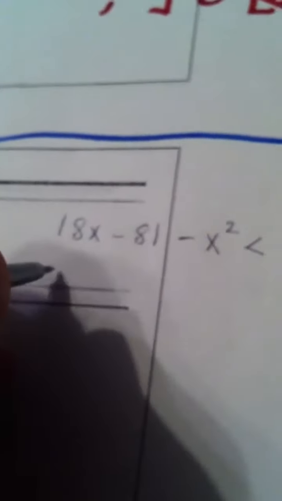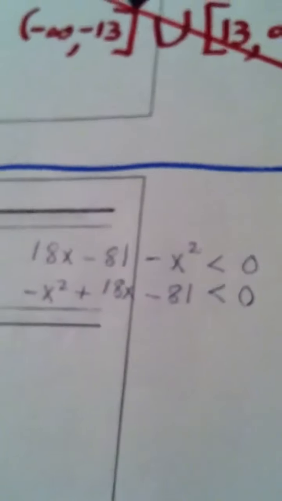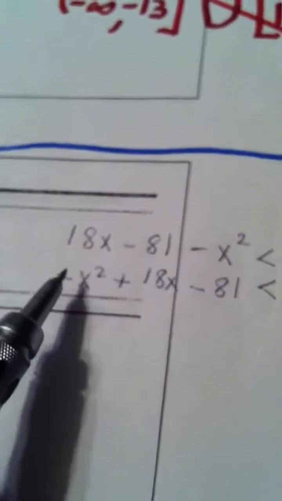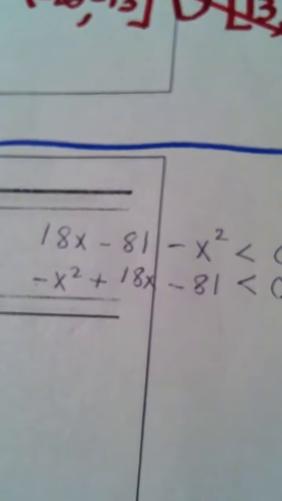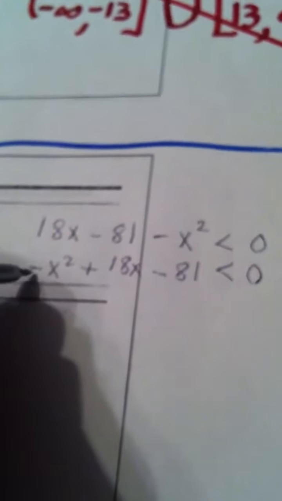I'm going to write this as the opposite of x squared plus 18x minus 81 is less than 0. Now all I did there, nothing miraculous. I just put it in the correct order. Leading term, opposite of x squared, the 18x in the middle, and the minus 81. Now the next thing I don't like, when I'm writing an inequality and I'm putting the time into rewriting it, I want my leading coefficient to be positive, so I'm going to multiply through by -1.